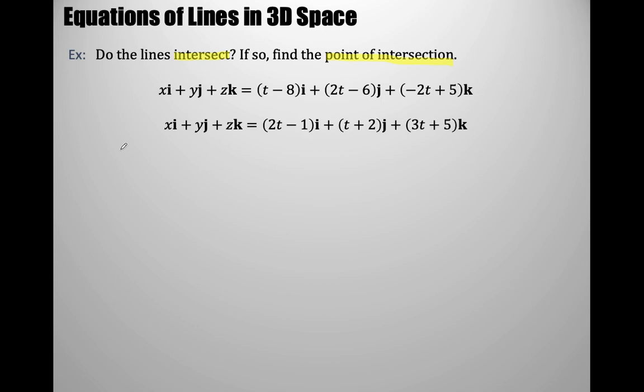For equation 1 and equation 2, I'm going to write line 1 as the x component is equal to t minus 8. The y component is equal to 2t minus 6. And the z component is equal to -2t plus 5. For them to intersect, they have to land at the same place at the same time.